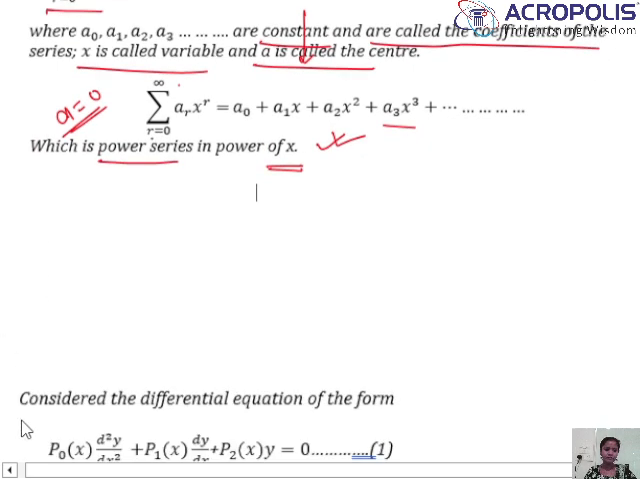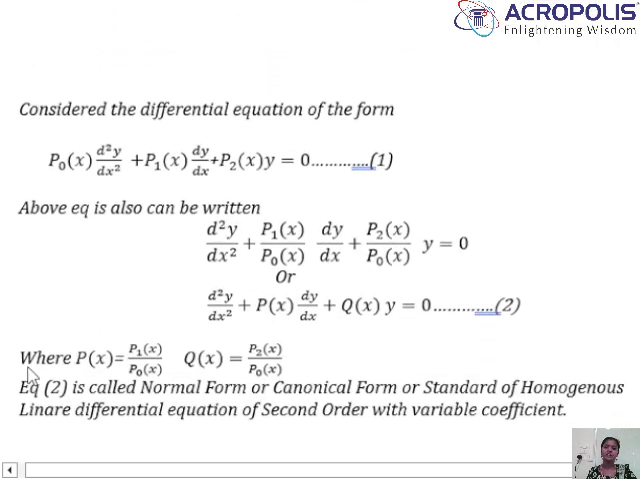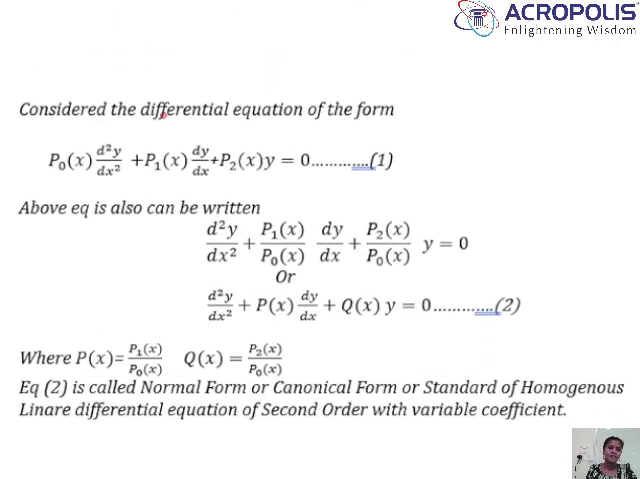Now see which type of linear differential equation we will solve in this topic. Consider a linear differential equation of the form p naught of x d2y by dx square plus p1 of x dy by dx plus p2 of x into y is equal to 0. This is called a homogeneous linear differential equation of second order with variable coefficients. Why is it called variable coefficient?